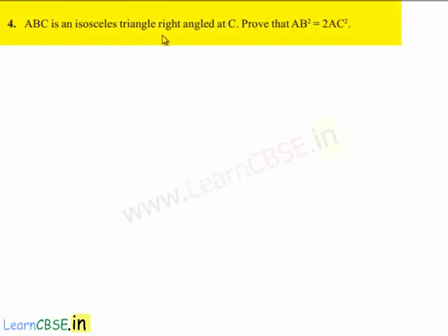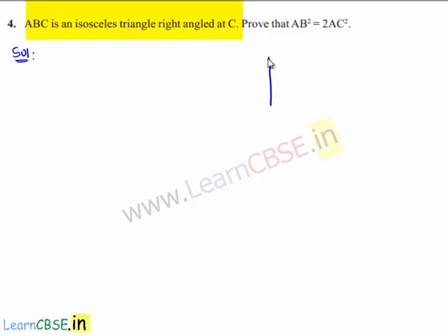ABC is an isosceles triangle, right angle at C. Prove that AB square is equal to 2AC square. Now moving on to the solution. He has given that ABC is with right angle at C.